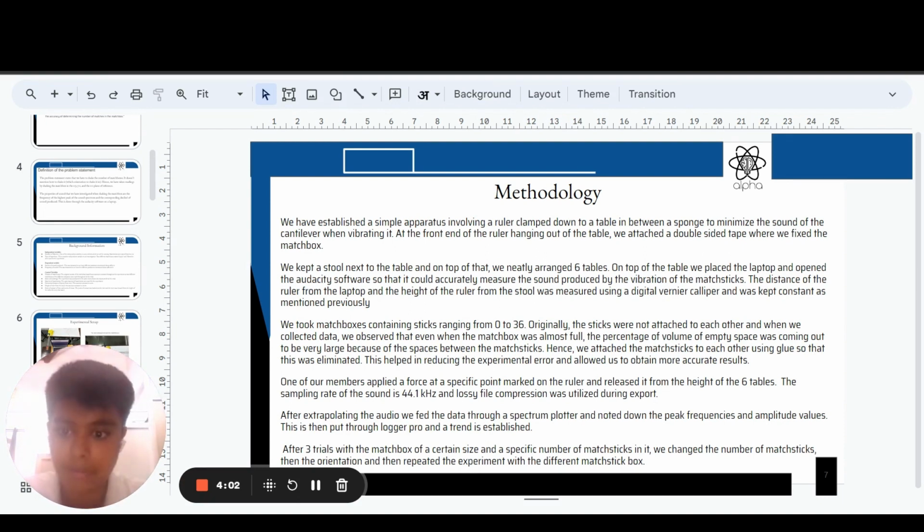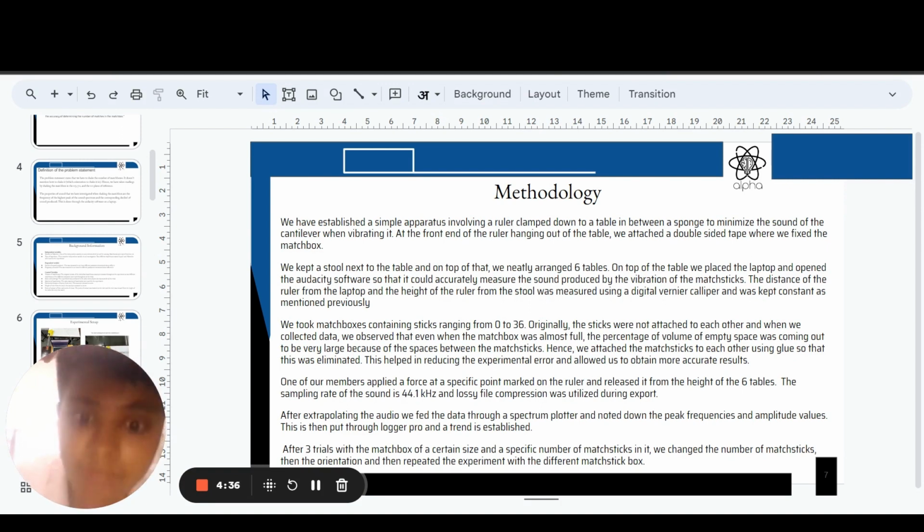The distance was kept constant as talked about before, and I took the number of matchsticks from 0 to 36. Originally, the sticks were not attached to each other, and when I collected data, I observed that even when the matchbox was almost full, the percentage of volume of empty space was coming out to be very large because of the spaces between matchsticks. Hence, I attached the matchsticks to each other using glue, so that this was eliminated. This helped in reducing the experimental error and allowed me to obtain more accurate results.